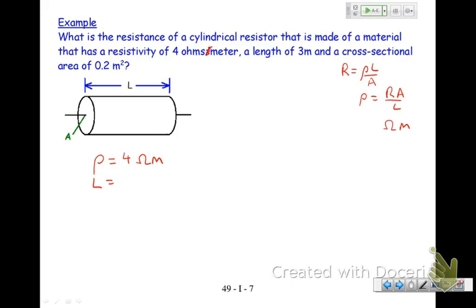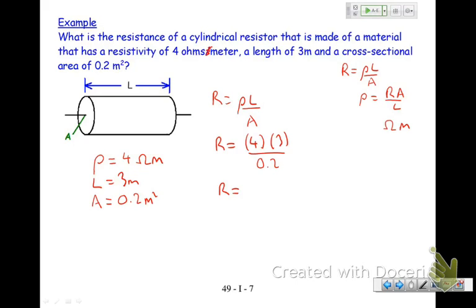The length is 3 meters. Cross-sectional area, this is where I can mess with you, 0.2 square meters. We say R is equal to rho L over A. R is equal to rho, which is 4, times L, which is 3, over A, which is 0.2. So R is equal to 12 over 0.2, which will be 60, won't it? 12 over 0.2 is 60. Is that right? I think that's right. 60 ohms.